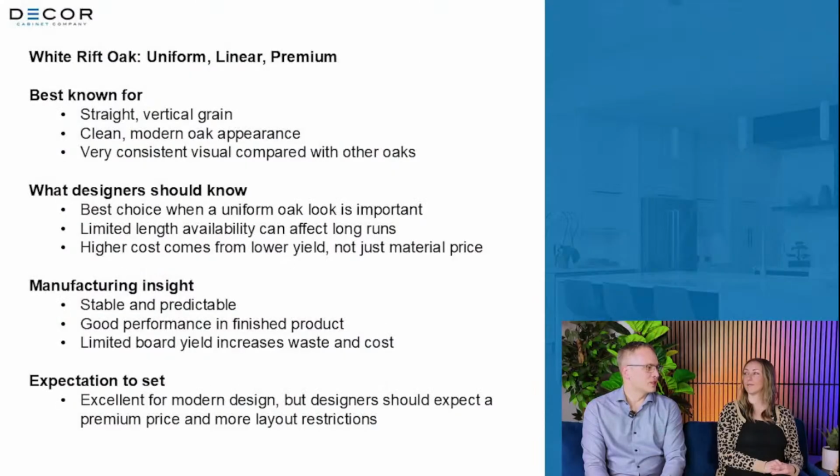Okay, Sam, let's talk about white rift oak. It's a special wood species we carry. It's all from white oak. But what makes it white rift oak is the cut, the special way it gets cut. The tree gets cut in a certain way, which results in the grain pattern being very linear, very straight, and controlled.